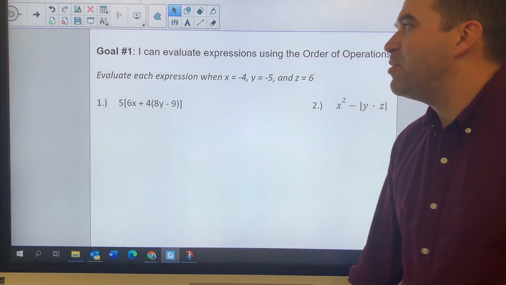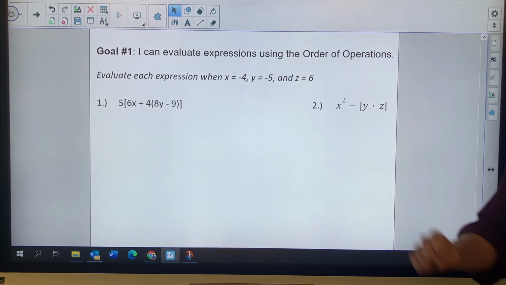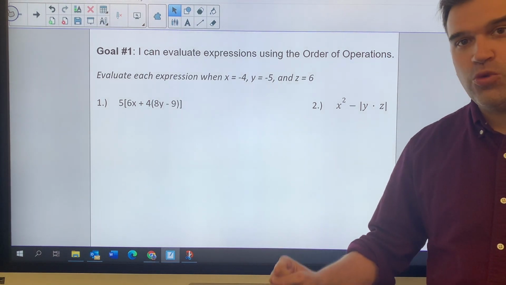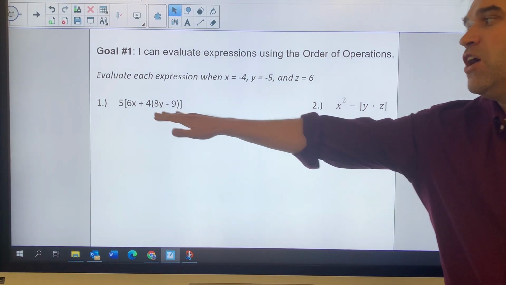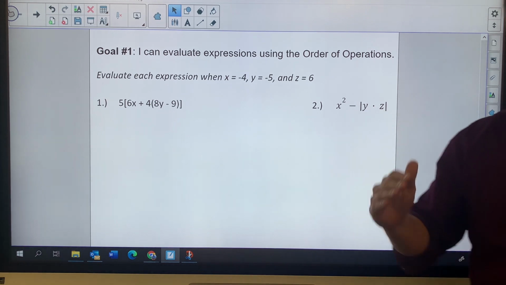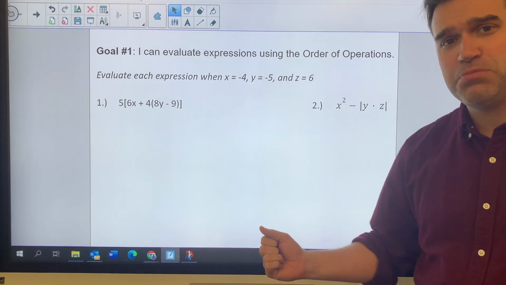Hey, in this video, I'm going to be talking about goal number 1, using the order of operations to evaluate expressions. First, 1 and 2, notice neither of them has an equal sign. That's what makes these expressions.